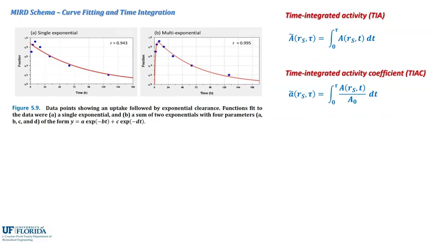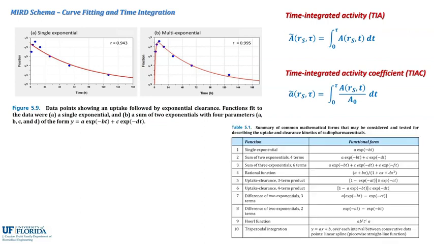The y-axis here is fraction, so you can think of this as the fraction of administered activity, or the fraction of activity initially taken up by the organ of interest. So you see the expression for the time integrated activity. If I then multiply through by A0, the administered activity, then I'm integrating a fraction, and we call that small a tilde, or the time integrated activity coefficient. In the earlier variations of the MIRD schema, that had been referred to as the residence time.